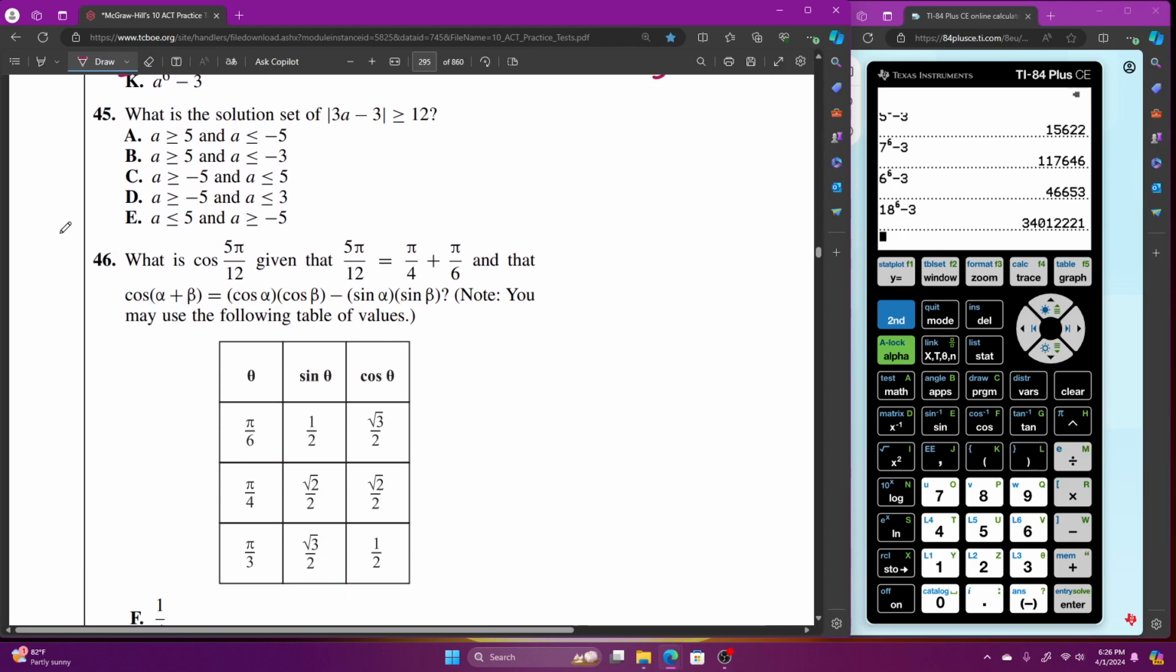All right, question number 45. What is the solution set of the absolute value of 3a minus 3 is greater than or equal to 12? And I sort of said in one of my classes, we can kind of graph this to see the answer. If we subtract 12 on both sides, so absolute value of 3a minus 3 minus 12, and we say y equals, and we just look and see what does this graph look like.